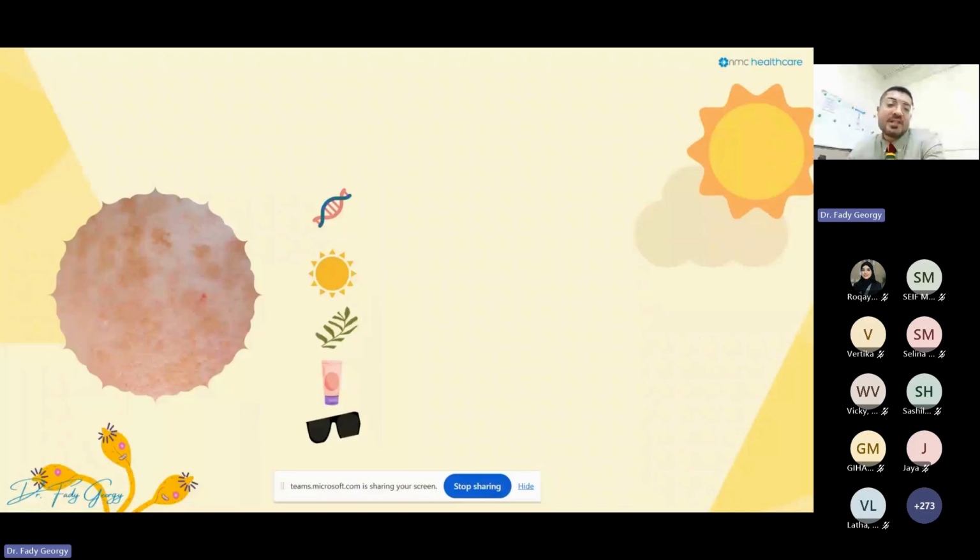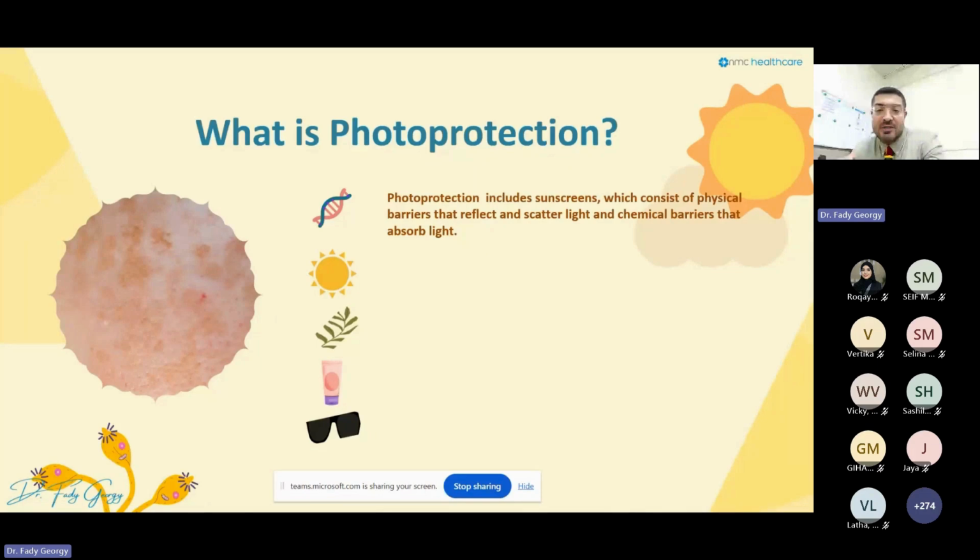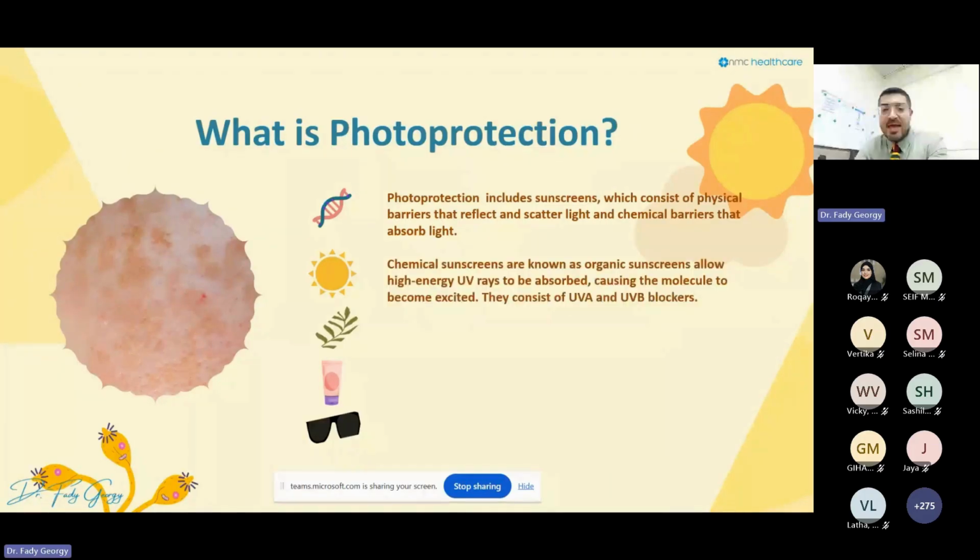What is photoprotection? From the word photo and protection, photo means light, so it's basically light protection. This includes sunscreen, which consists of physical barriers that reflect and scatter light, along with chemical barriers that absorb light. There are two types of sunscreens, which we will get into: chemical sunscreens and physical sunscreens.